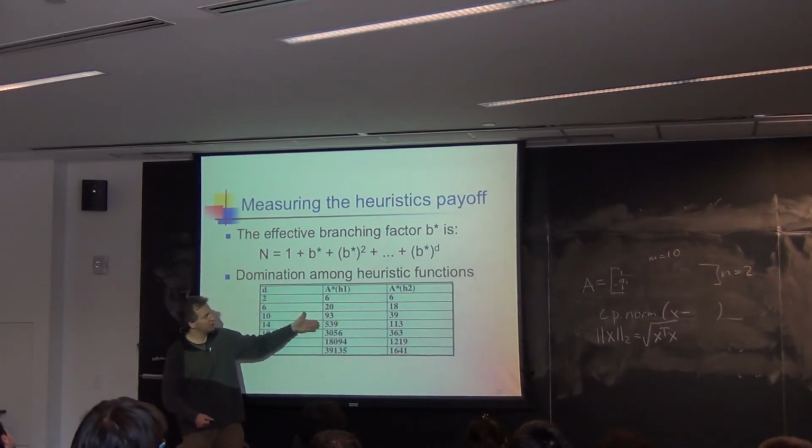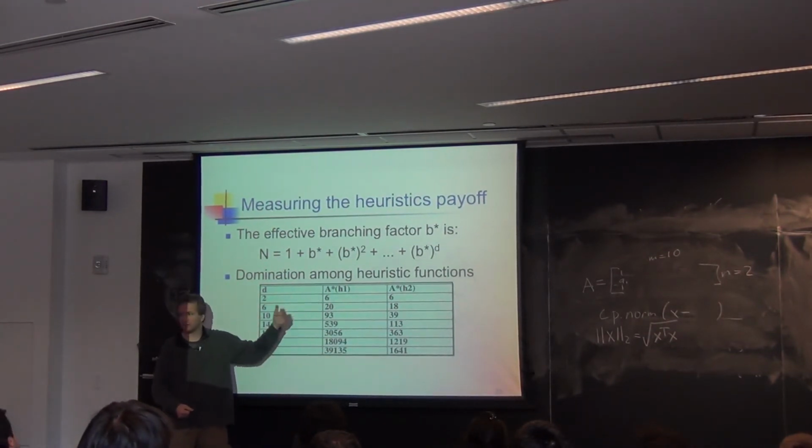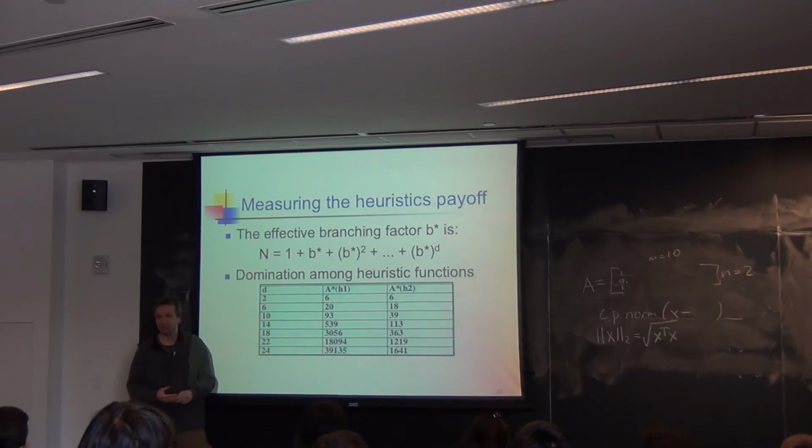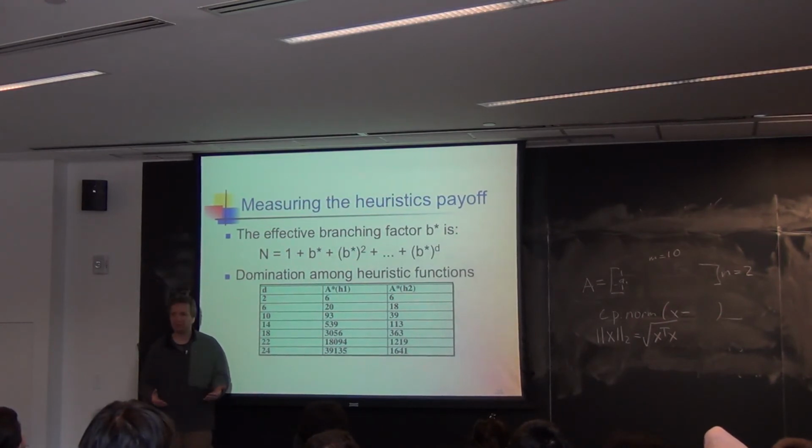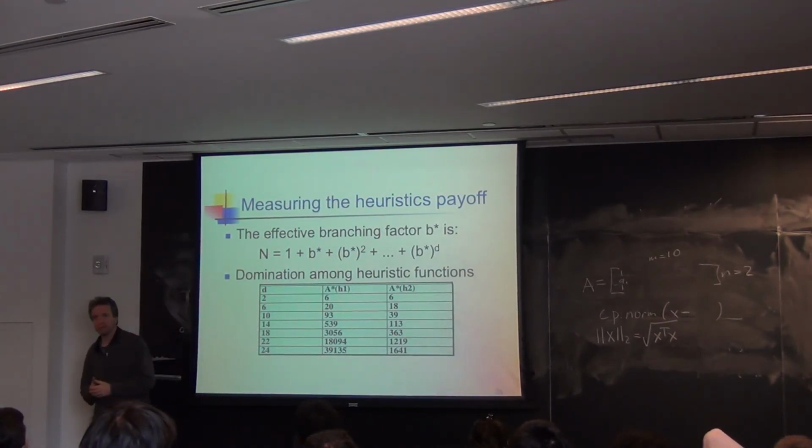Which one of these would you say is performing better? Which heuristic? H2. Right. So H2 is going to perform better in this case. The idea here is because you're doing fewer expansions, it's doing less work, and being more efficient.